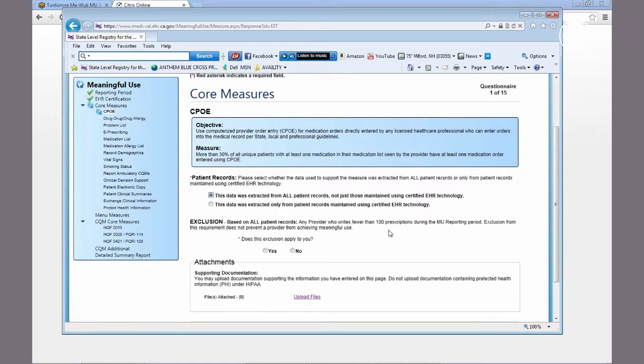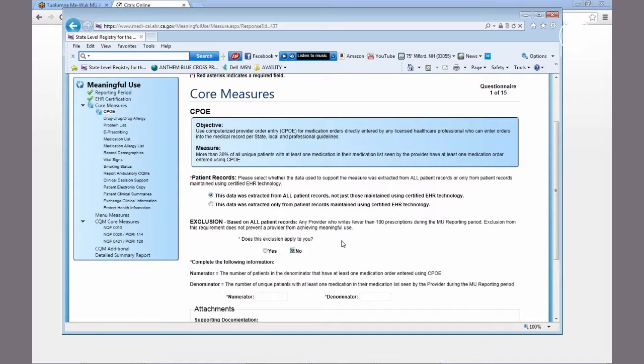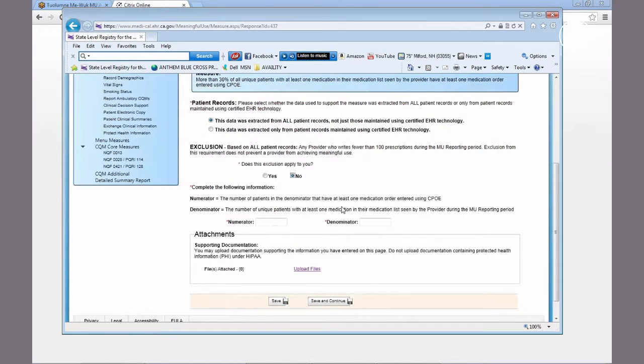Some measures have exclusions, and a provider can meet the measure with an exclusion. Be sure to read the exclusions and take them if they apply. For an exclusion that is taken, be sure it is documented in case of an audit. Exclusions that are listed on the Meaningful Use Report is proof. We recommend that you upload the report showing the exclusion.